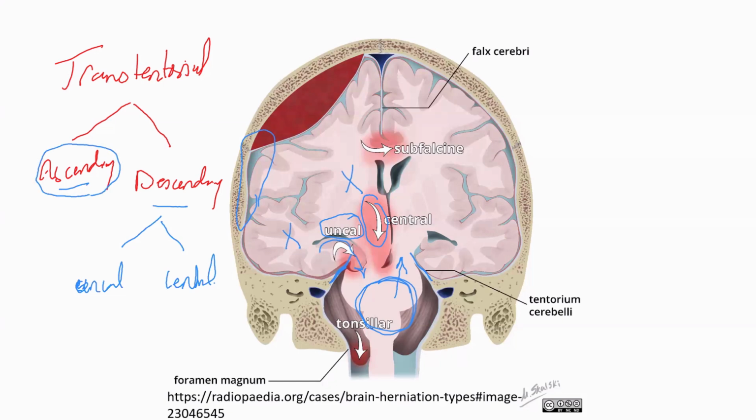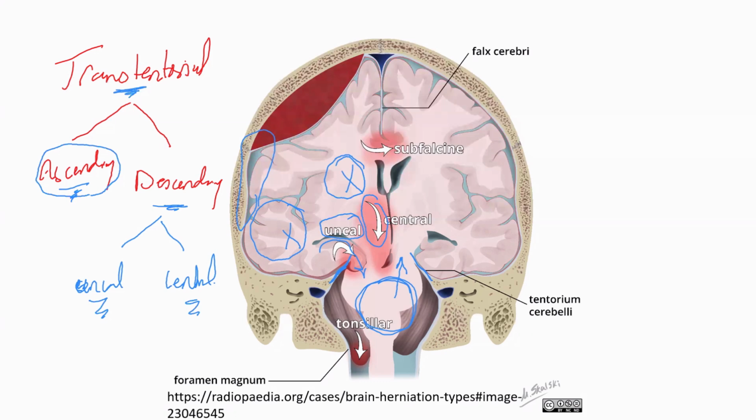So the second type of brain herniation is the transtentorial brain herniation. It can be divided into ascending or descending. The descending is divided into uncal brain herniation or central brain herniation according to the mass. If the mass is present here, for example, in the thalamus or basal ganglia, it will cause central brain herniation. If the mass is located here in the temporal region, it can cause uncal brain herniation. So uncal brain herniation is a subtype of transtentorial descending brain herniation.